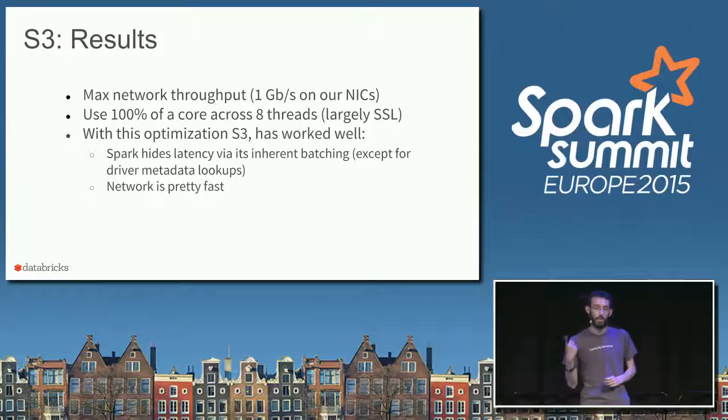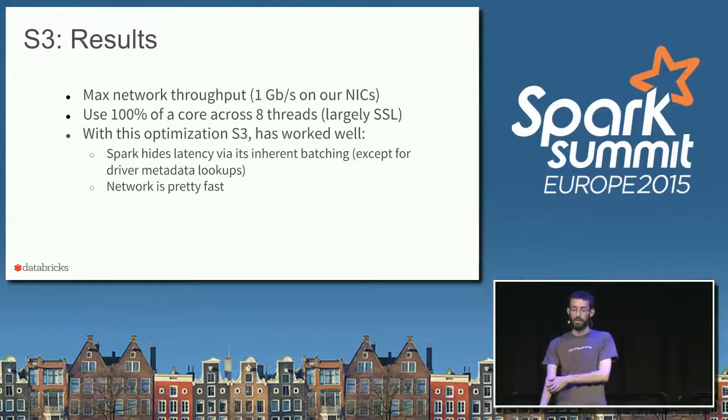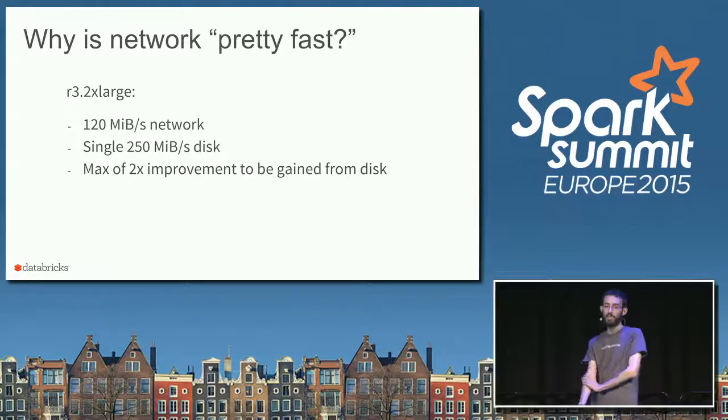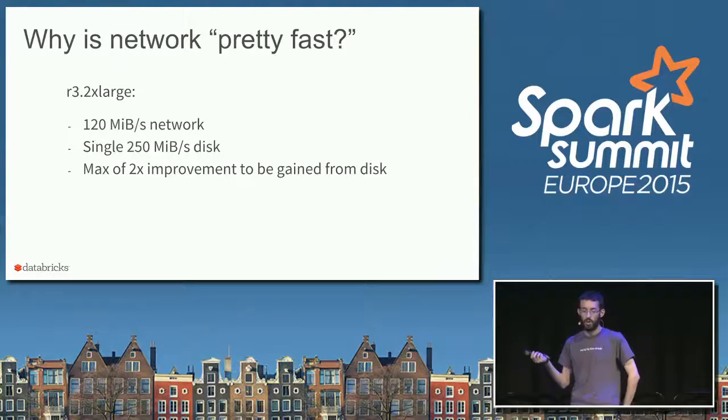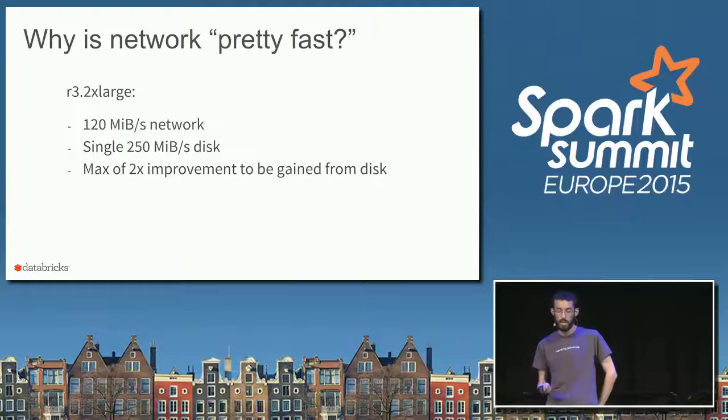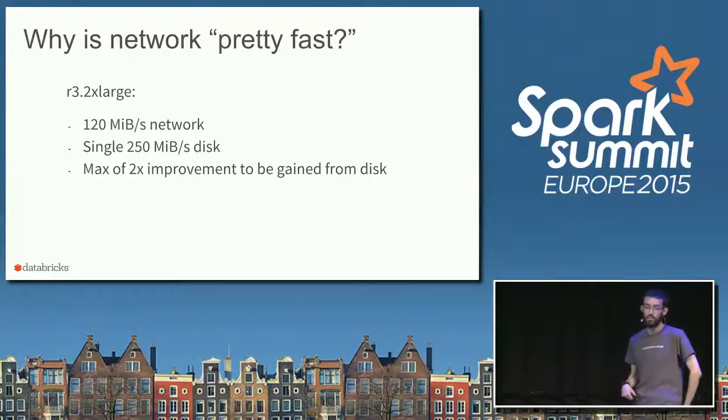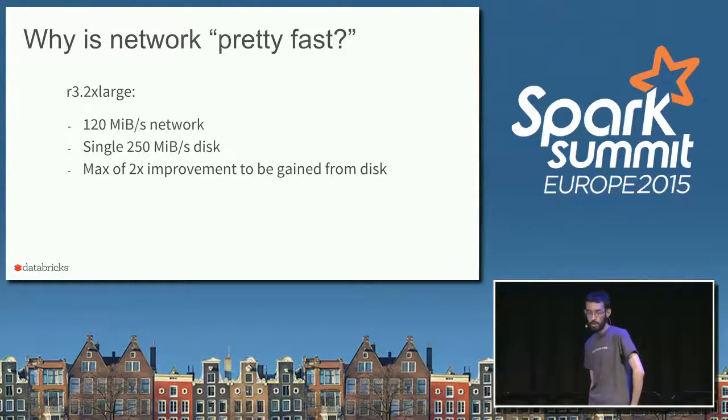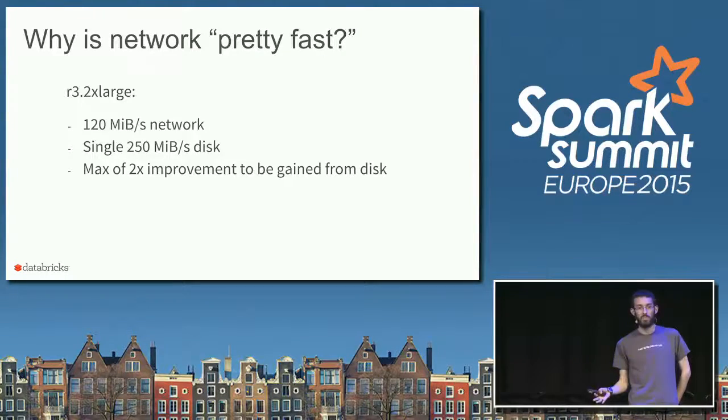And in our experience, network is pretty fast. That's kind of a funny statement, because pretty fast is relative. So you might ask, why is network pretty fast? How can it be considered pretty fast? It's like slow, right? If we look at our R3 2xlarge that we typically use, we see that it has 120 megabyte network. That's a 1 gigabit. It has a single 250 megabyte disk. And so you could see that you could get a maximum 2x improvement even though we only have one disk, which is nothing to scoff at.